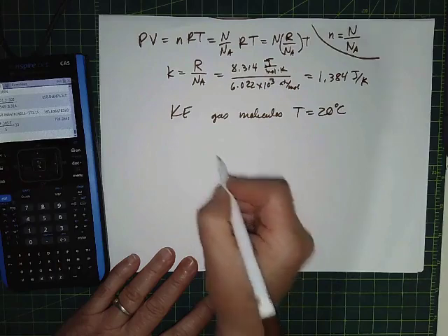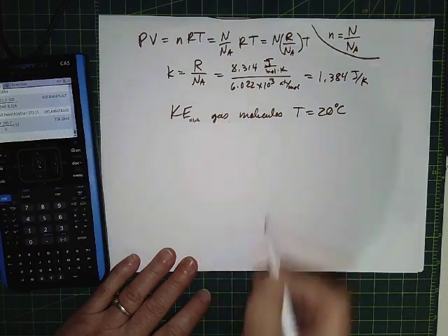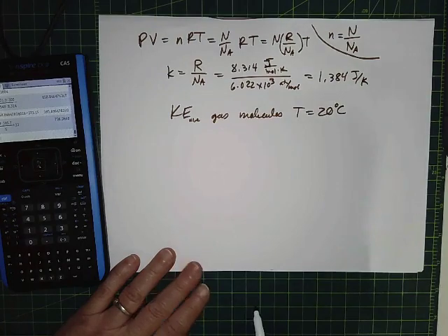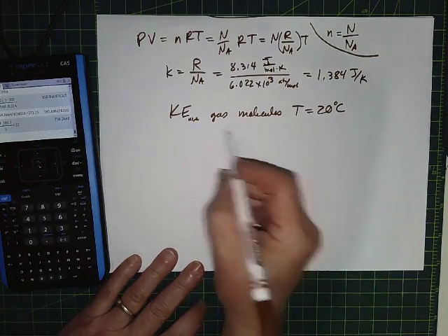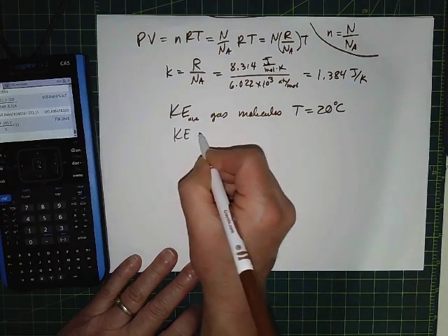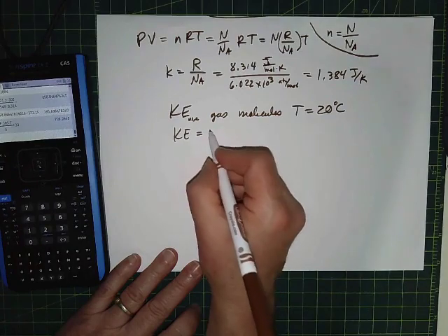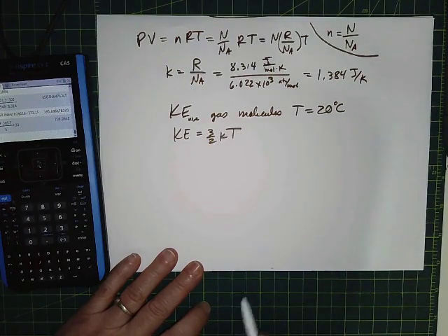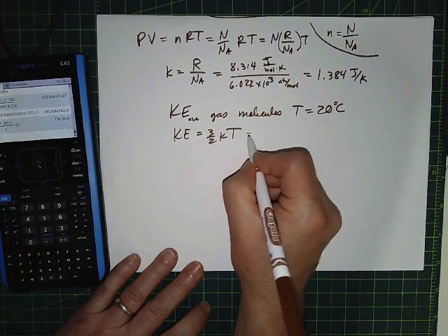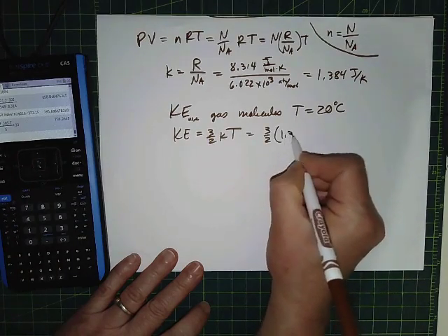All right, so we're just looking for the kinetic energy, and this is the average kinetic energy, right? We've got a whole bunch of molecules moving, and so the average. And so we're going to use our new formula. Kinetic energy was 3/2 kT. So pretty straightforward here. We got 3/2, we got k, so 1.384.